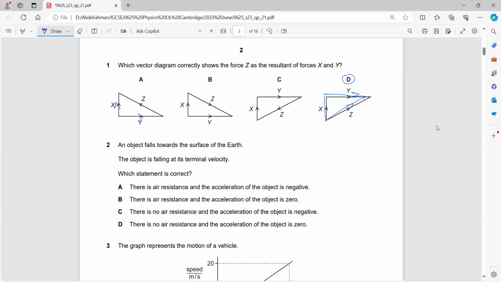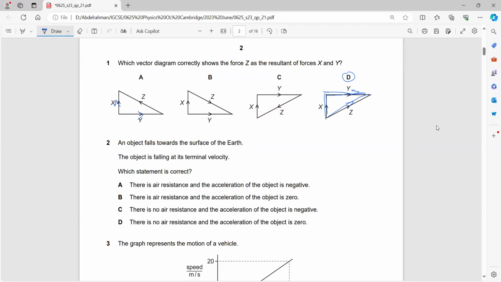This is the head to tail method. X was moving upwards and Y was to the right, so the resultant has to be somewhere up and to the right.